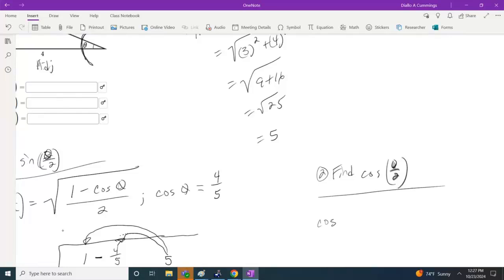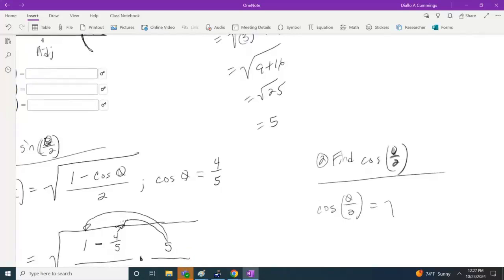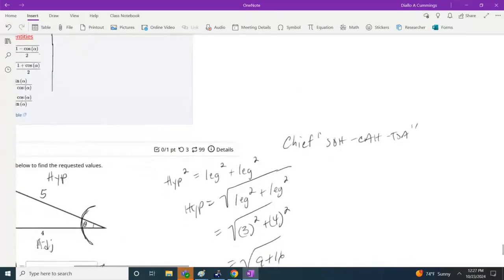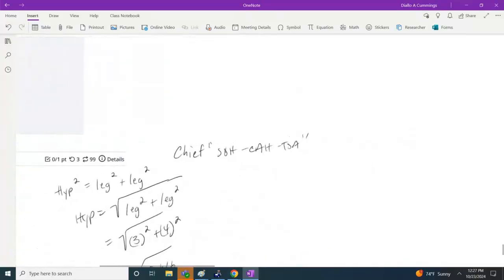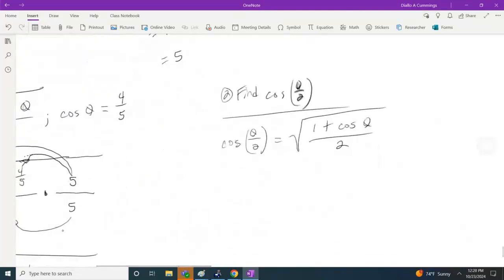So if I write the formula, the half angle for cosine, that is the square root of 1 plus cosine theta divided by 2. Yeah, that's the only difference, is just the sign, right? So cosine is still 4/5, right? And nothing's going to change about that because we're using that same triangle. So this becomes the square root of 1 plus 4/5 over 2.